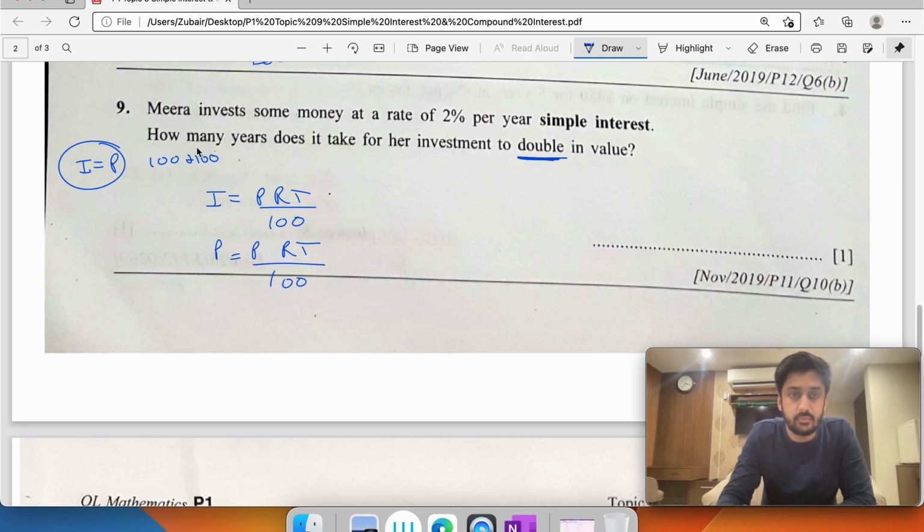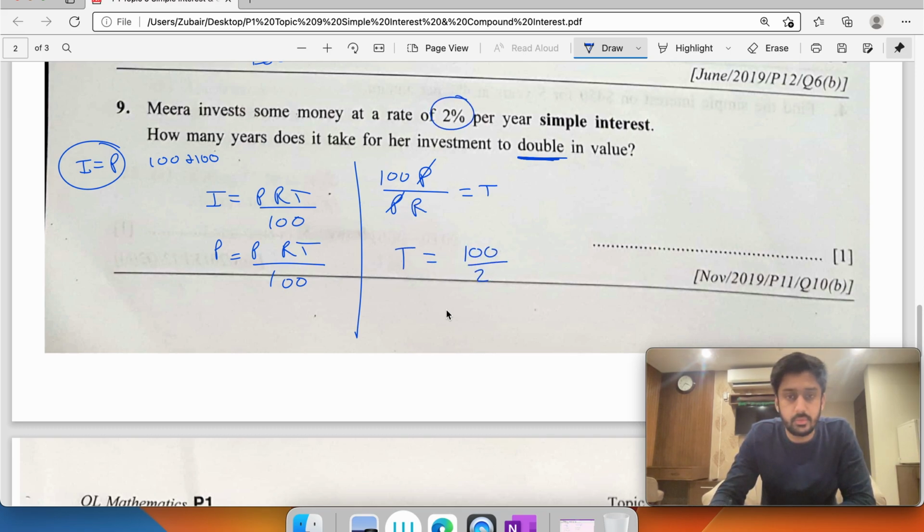So we have to find time. I'm making T the subject. So 100P divided by PR is equal to T. Get rid of this P, and rate is 2%. So T is equal to 100 by 2, and time is equal to 50 years.